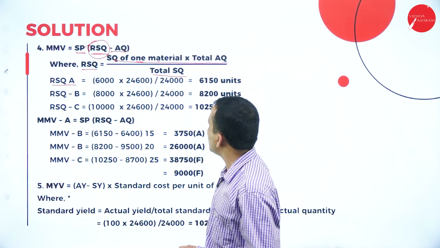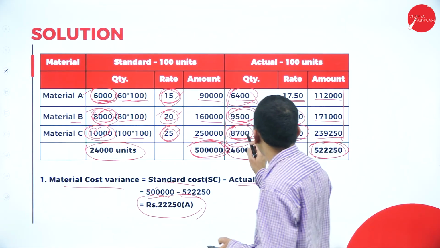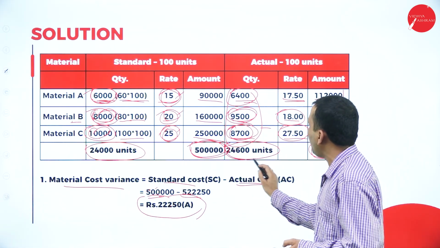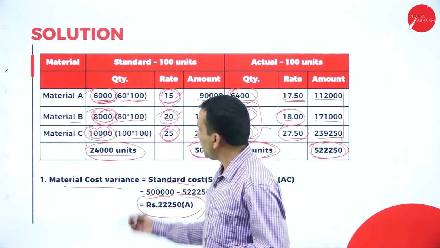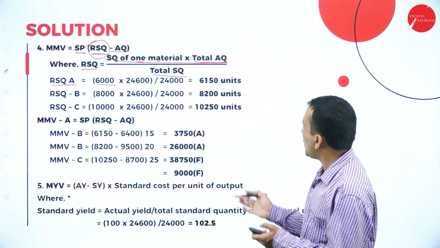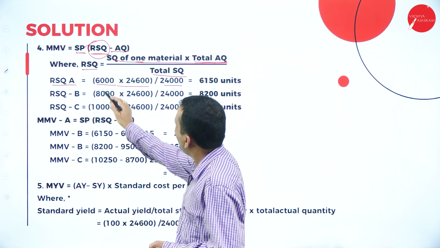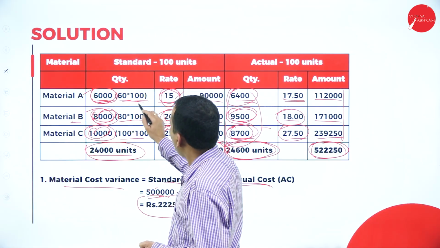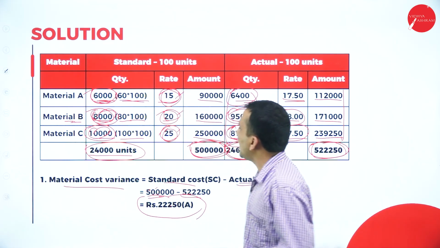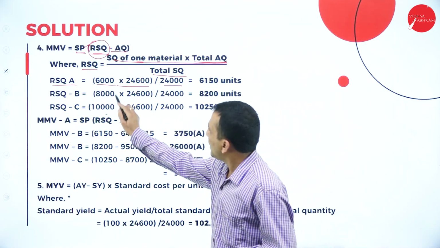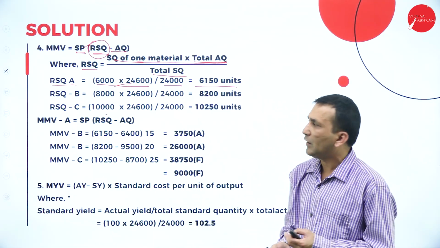Okay, the 6,000 as it is, I have written here, into total actual quantity. Actual quantity, we got the total actual quantity here 24,600 divided by total standard quantity 24,000, which is applicable for all the material. Even the material B standard quantity 8,000, material C standard quantity is 10,000. I have written as it is. Okay, just to multiply, we are getting the final revised standard quantity of A, we are getting 6,150 units.